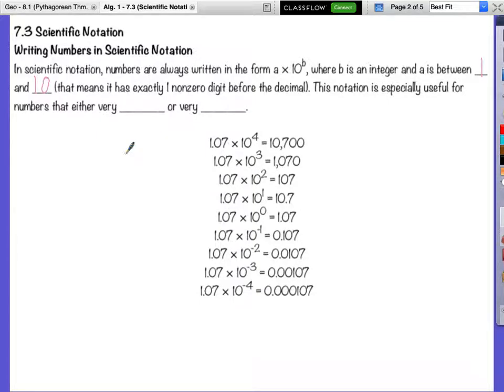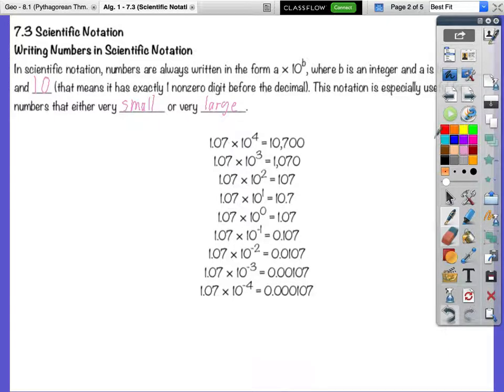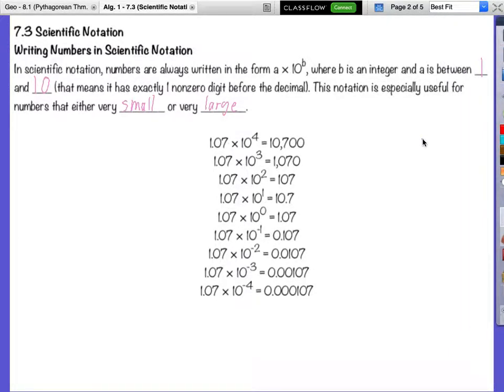So like I said earlier, this notation is especially useful for numbers that are either very small or very, very large. That's when this notation is really helpful, when numbers are super small or super big. This notation is going to be very helpful for us. So make sure you fill this in. We have these blanks that we're already filling in. Make sure you're doing that.